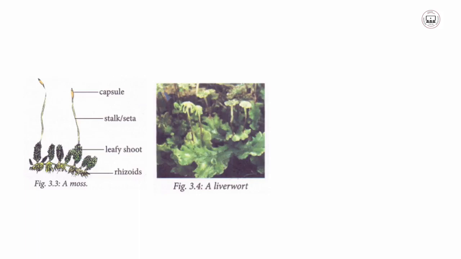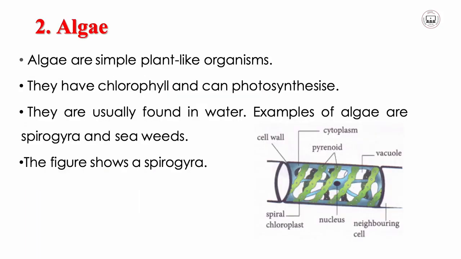Then we may continue to discuss the algae. This is also another simple plant-like organism. They have chlorophyll and they can photosynthesize. And again, they are usually found in water. Examples of algae are spirogyra and the seaweeds. That's what I already said. We'll discuss these characteristics of these non-flowering plants according to the environment.